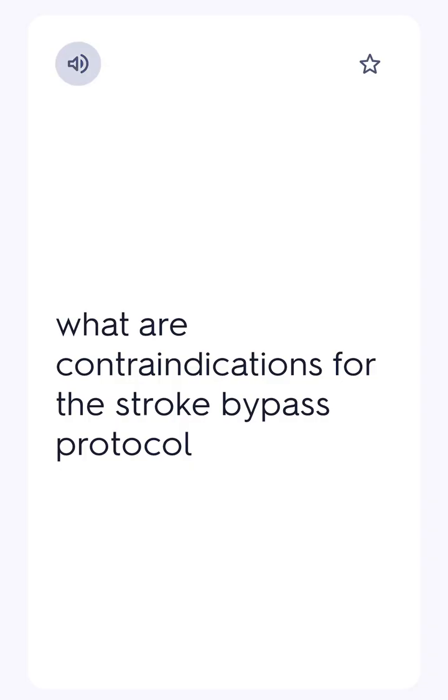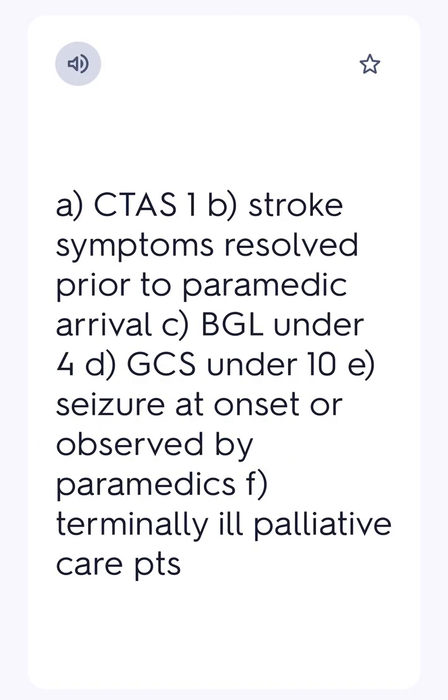What are contraindications for the stroke bypass protocol? A, CTAS 1. B, stroke symptoms resolved prior to paramedic arrival. C, BGL under 4. D, GCS under 10. E, seizure at onset or observed by paramedics. F, terminally ill, palliative care, PTS.